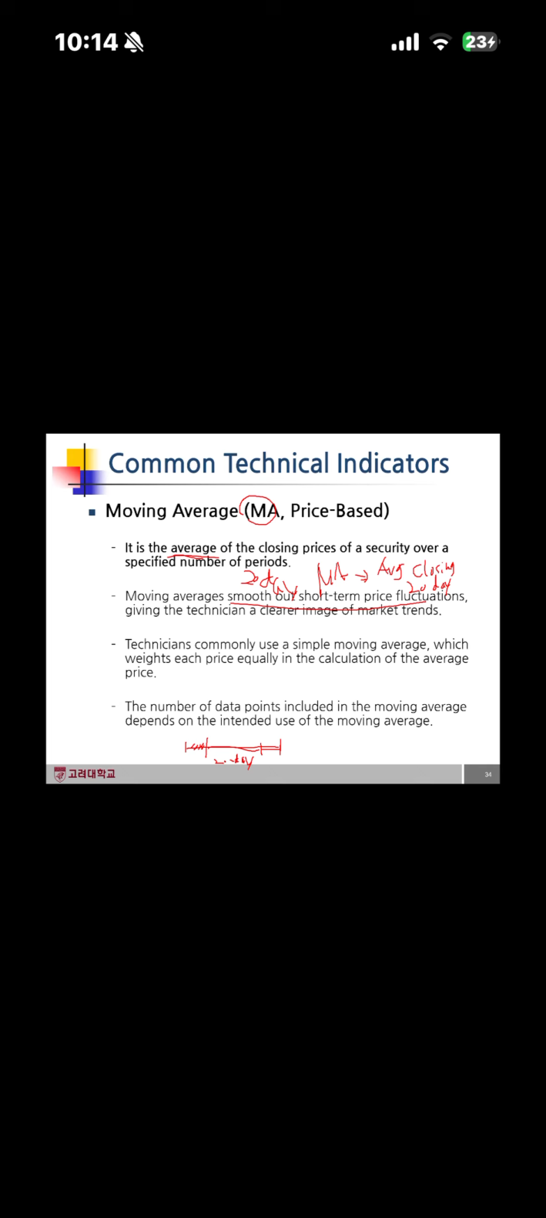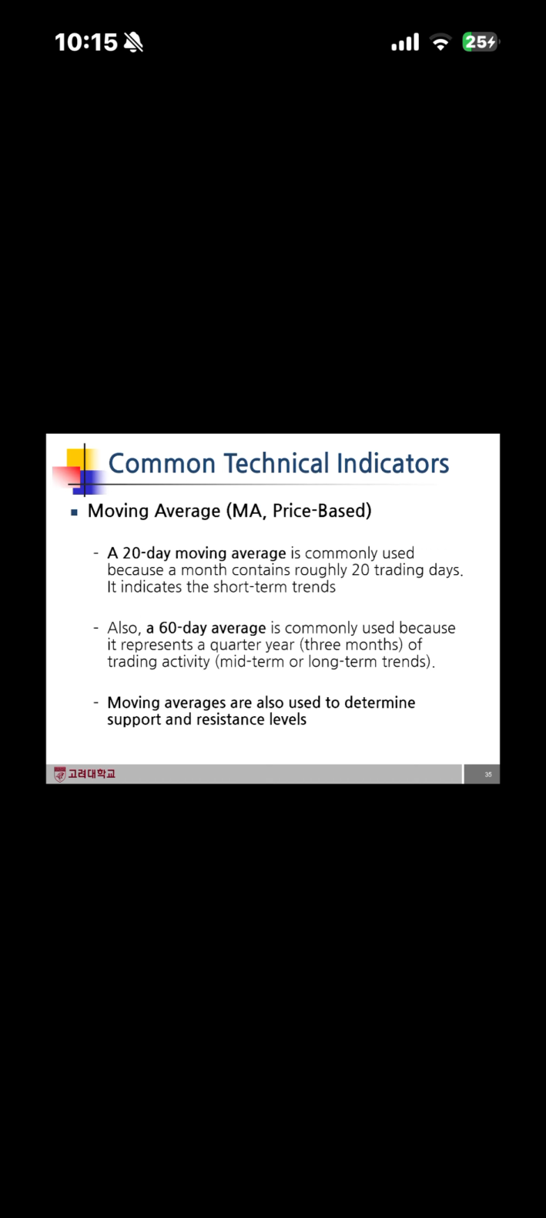The most commonly used type is the simple moving average, where each price in the calculation receives equal weight. And the number of periods used in the moving average depends on the analyst's objective, whether they want to study short-term or long-term trends. So if you want to look at the short-term trend, you may look at the 20-day moving average, and you may also look at the 60 or 180-day moving average to infer the long-term trends. So different moving averages are used to analyze different time horizons in the market.